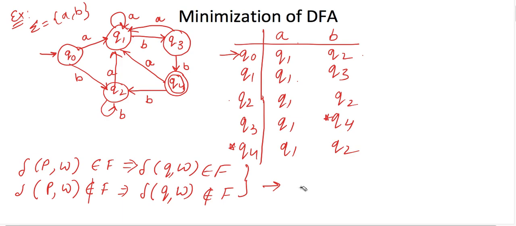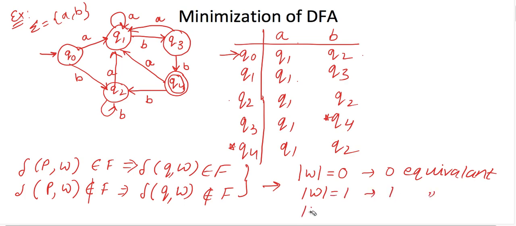Now what is this w? W is any string. If the string length is 0, it is called 0 equivalent. Note it down. If the length of w is 1, it is called 1 equivalent. If the length of w is 2, it is called 2 equivalent. I forgot to mention this earlier, so I have given it now because we are going to use it. I think you got it now.